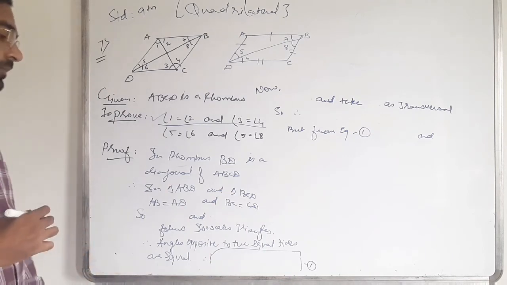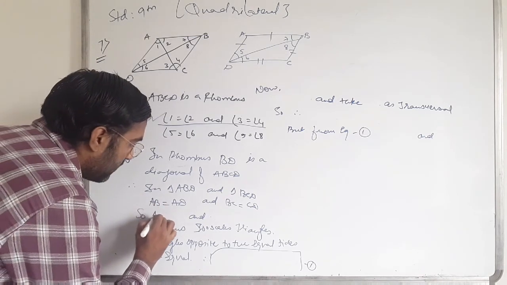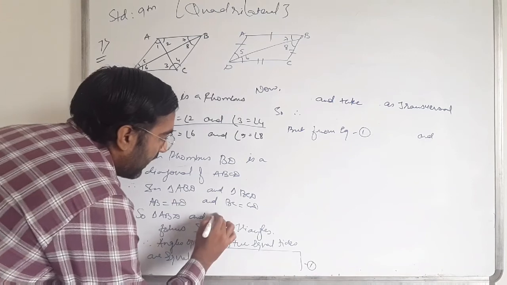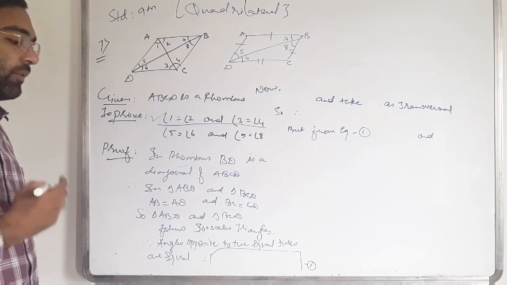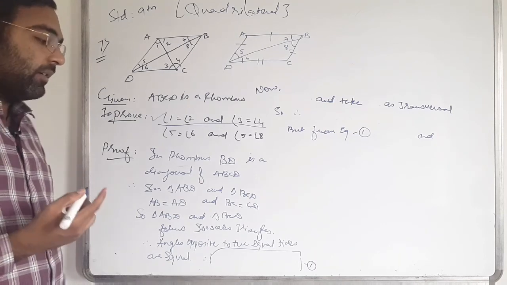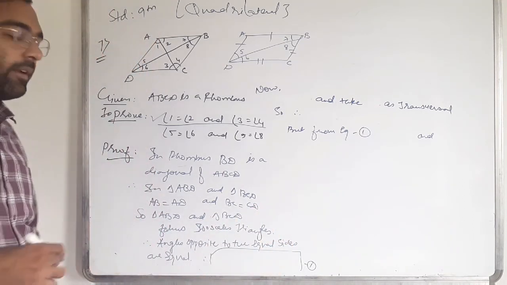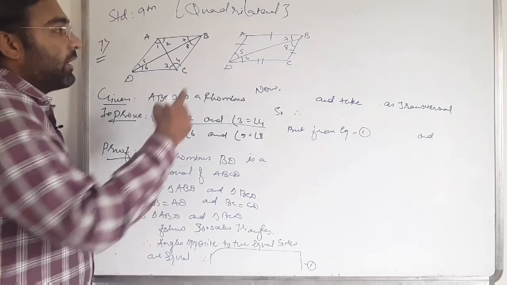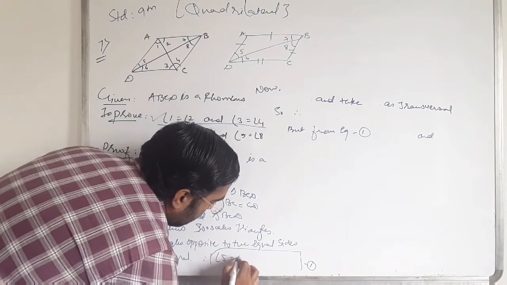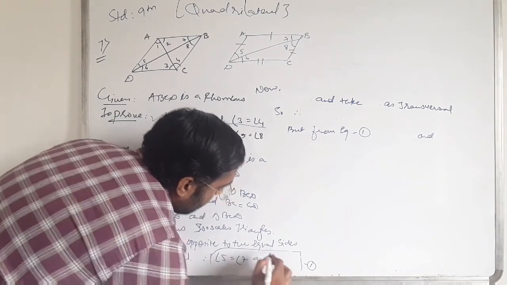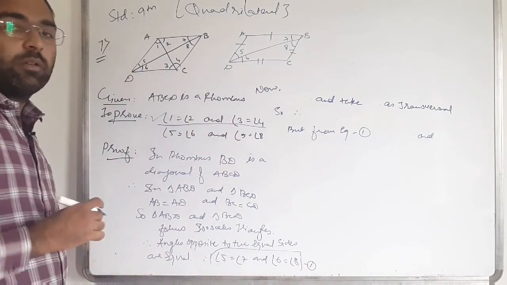So triangle ABD and triangle BCD form isosceles triangles, and angles opposite to the equal sides are equal. Okay. Clear that? So therefore angle 5 equals angle 7, and angle 6 equals angle 8. Clear that?